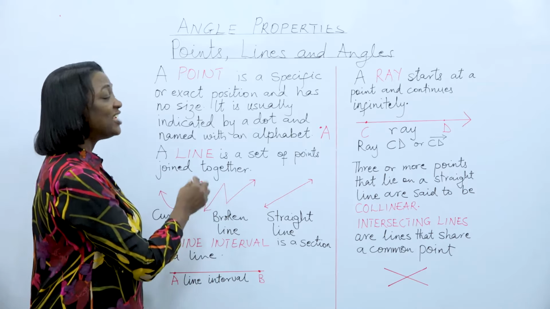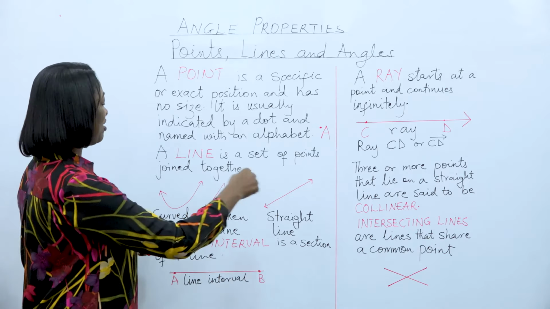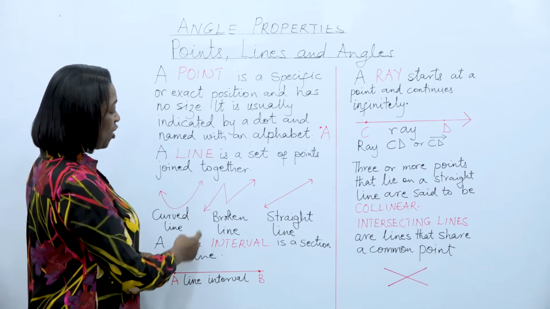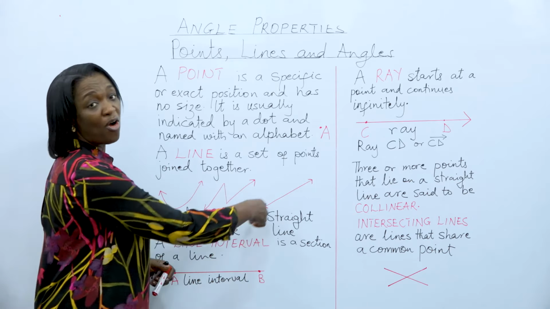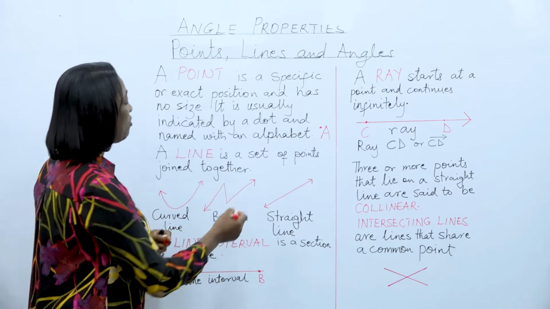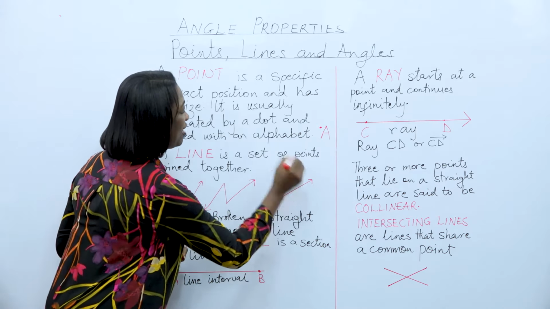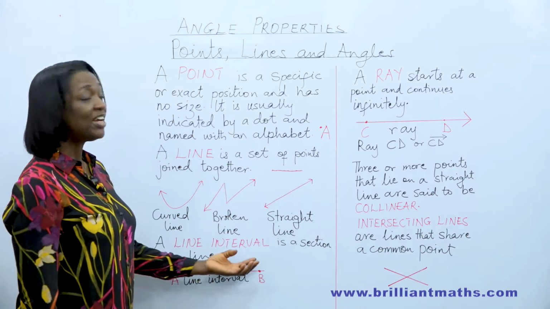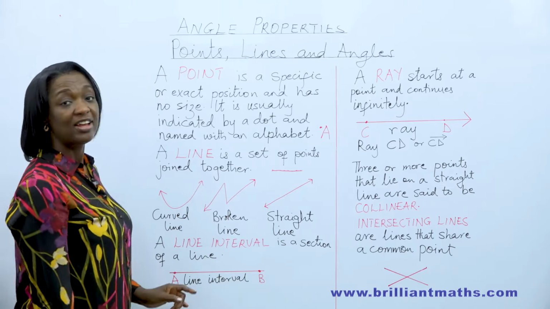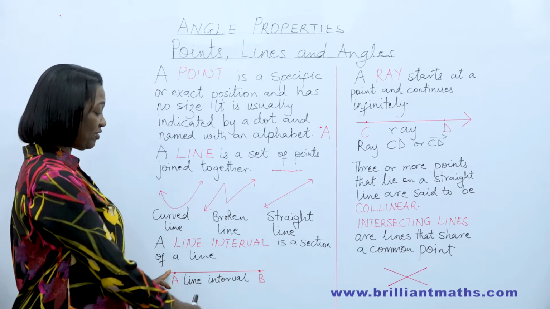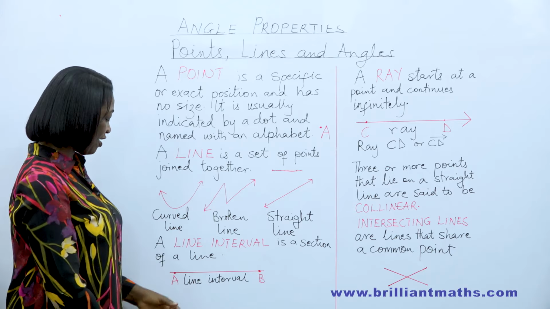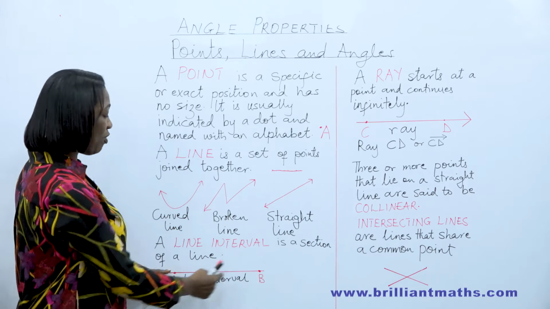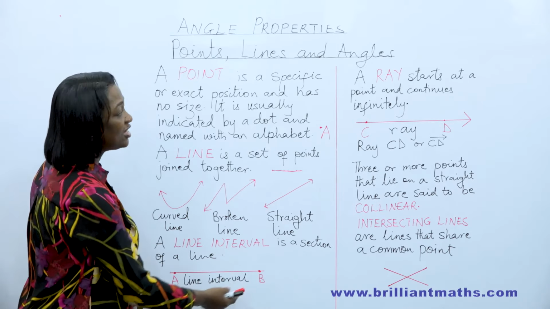A line is a set of points joined together. It can either be curved, we have a curved line here, or a broken line, or a straight line. So when you have several points that are joined together, that will give you a line. A line interval is a section of a line. That means from one point of the line to the other, like we have here. We have a line, and then from point A to point B is a line interval.